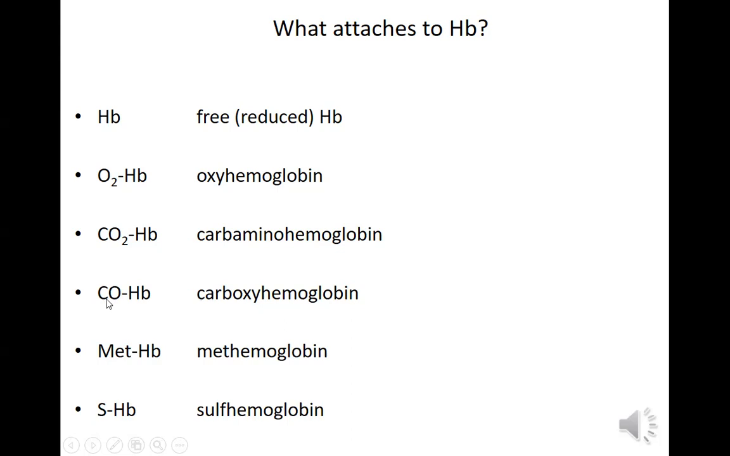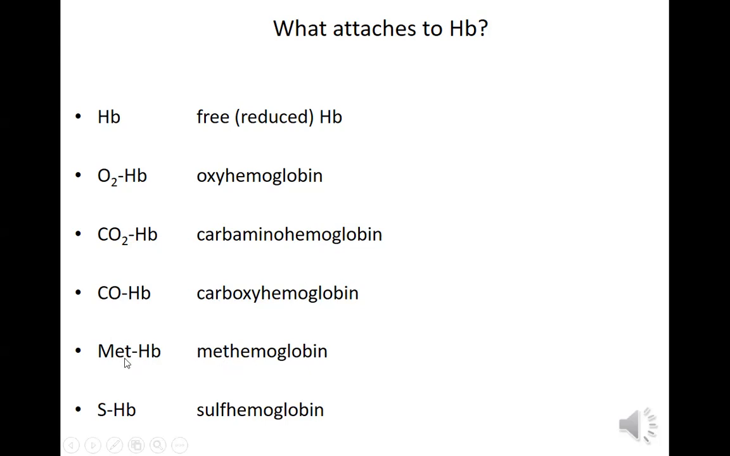CO is carbon monoxide, 1 oxygen. Hemoglobin has a much higher affinity for CO than it has for O2. So hemoglobin bound with carbon monoxide is called carboxyhemoglobin. Basically, the carbon monoxide chokes the hemoglobin and stops oxygen from binding, the oxygen gas.